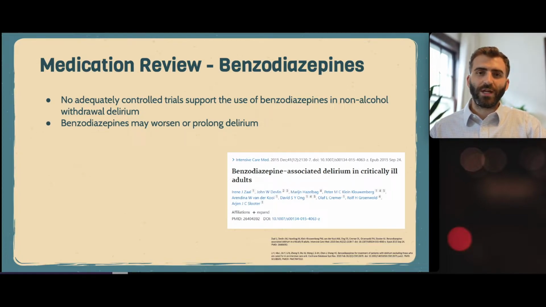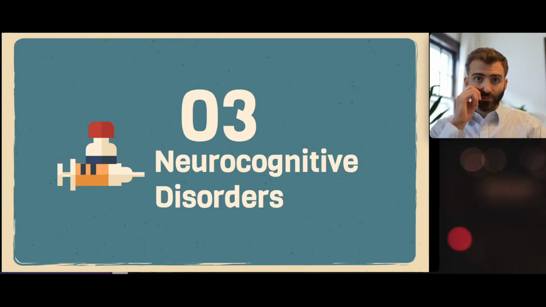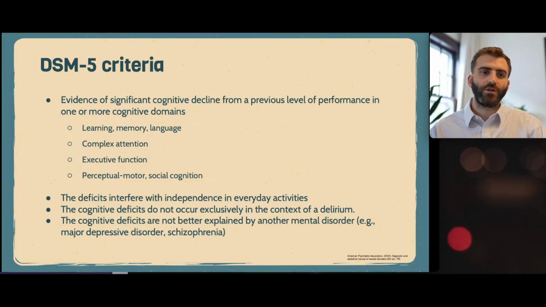Next is benzodiazepines, which can make delirium worse, especially if the patient has non-alcohol withdrawal delirium. That's the only appropriate instance to use benzos on a patient with delirium. Melatonin and Ramelteon, which are sleep aids, melatonin agonists, might help decrease the prevalence of delirium. Okay, so that's what I wanted to highlight in this shorter presentation on delirium. Now let's look at section 3, neurocognitive disorders.